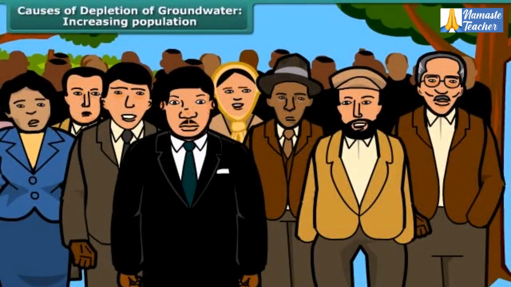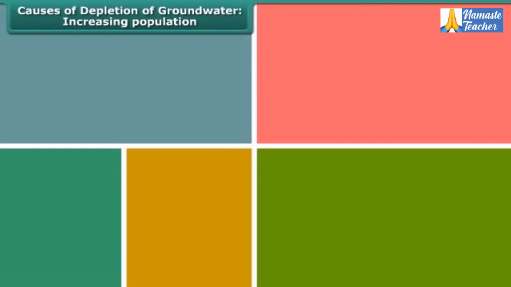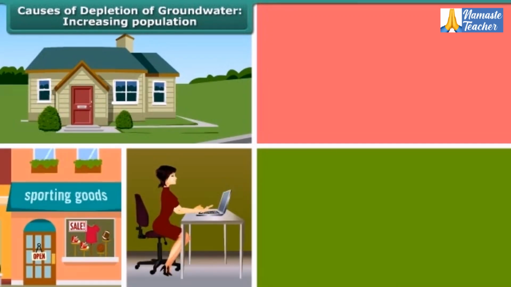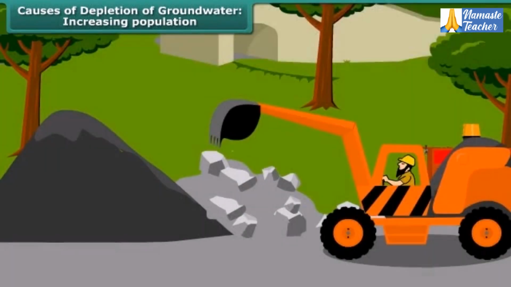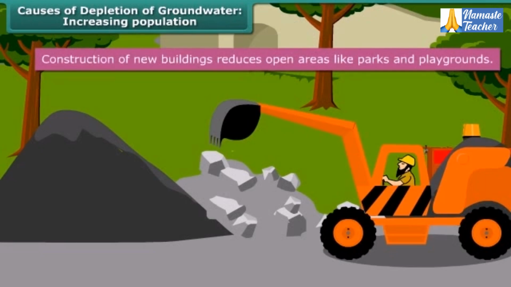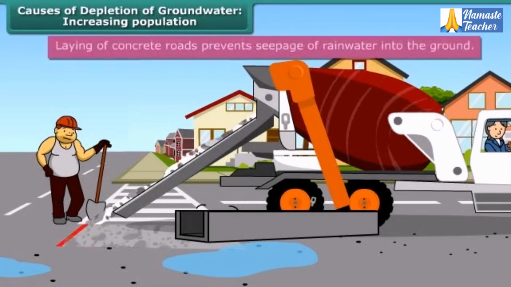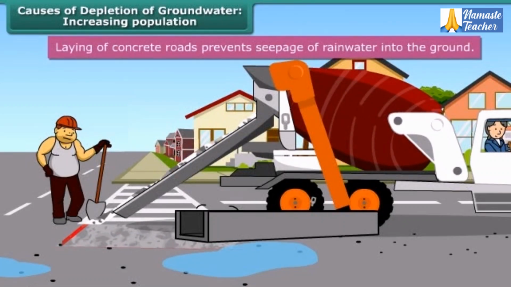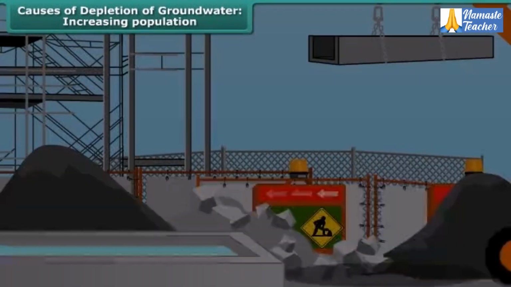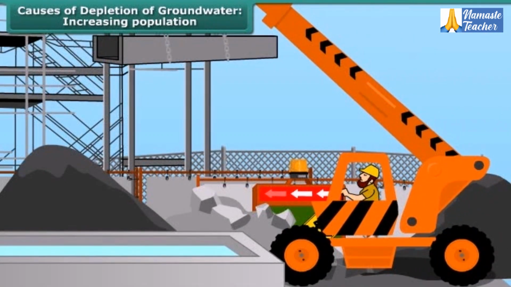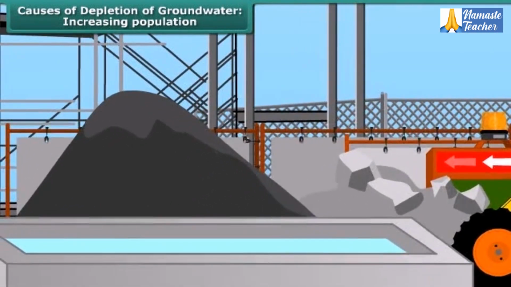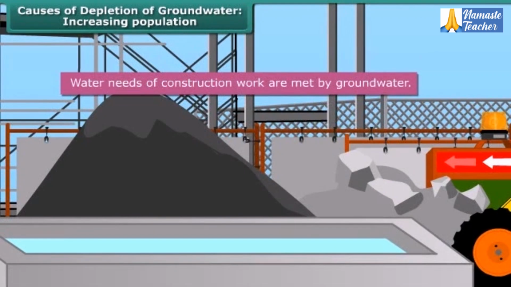World population, as we all know, is increasing fast. People need more space for houses, shops, offices, roads and pavements. Construction of new buildings reduces open areas like parks and playgrounds. Laying of concrete roads prevents seepage of rainwater into the ground. Moreover, a large quantity of water is required for construction work. Groundwater is often used for this purpose. All these factors lead to the depletion of groundwater.